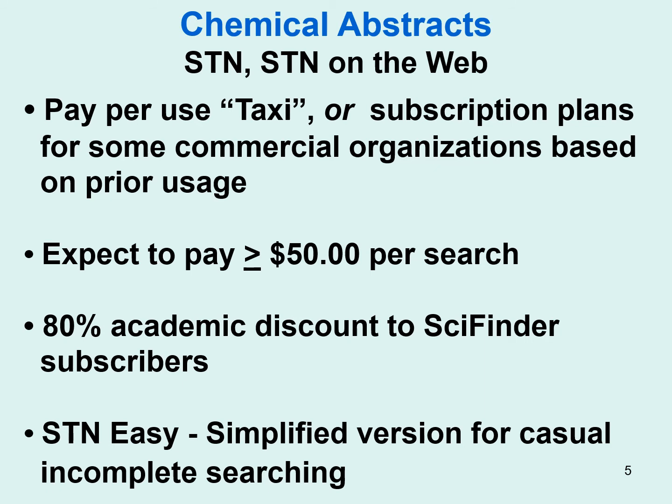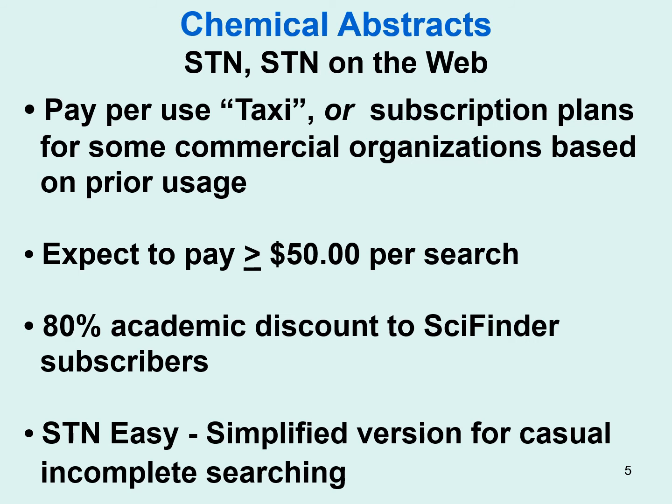The way you use it is that you pay for each use, you pay for each search. It's just like sitting in a taxi. You're sitting in a taxi, you pay for how long the taxi ride is, and you even pay if you're just sitting there doing nothing. You can expect to pay about $50 per search, or even more than that. When we go into some examples of searching in Chemical Abstracts on STN, you will see exactly how much it costs. That's a little later in the course.